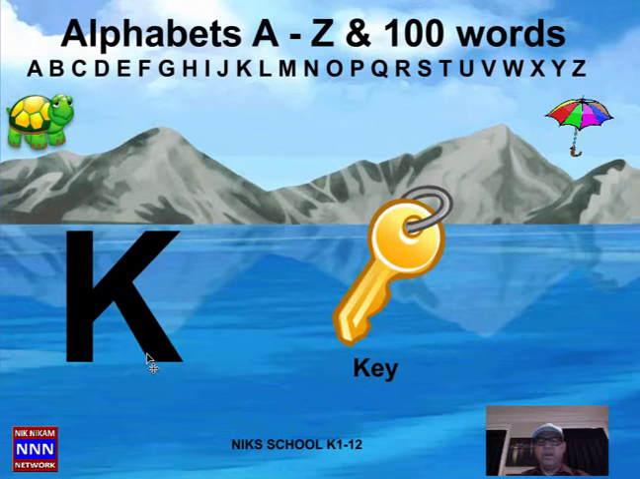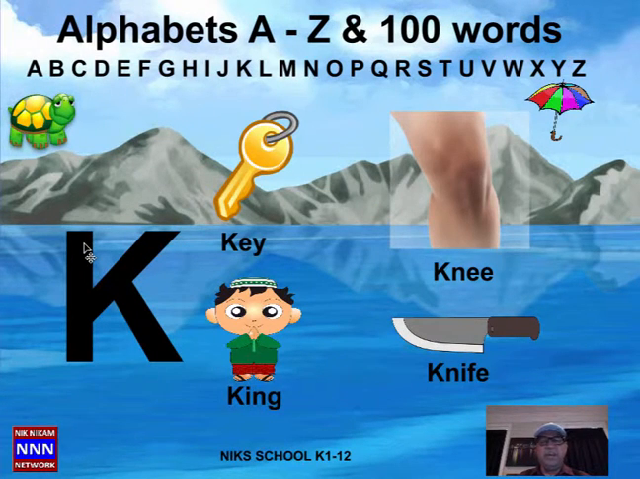Let's go to K. Letter K. And what is this? Key. So letter K. And this is key. Key begins with the letter K. Let's look at some more examples for letter K. And we saw key. And see, there are two sounds for K. That is key, key, and this is knee.